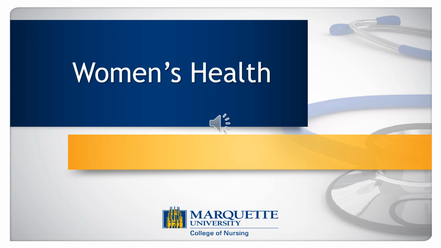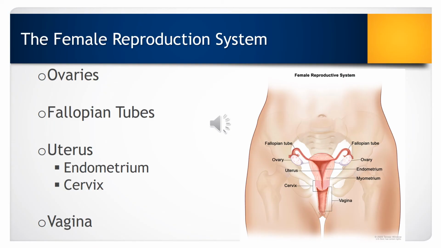In this module, we're going to discuss women's health in general. We're going to talk about the reproductive system, menstrual cycle, and common health issues that women face throughout the lifespan. The major structures of the female reproductive system include 2 ovaries, 2 fallopian tubes, a uterus that includes an endometrium and cervix, and the vagina.